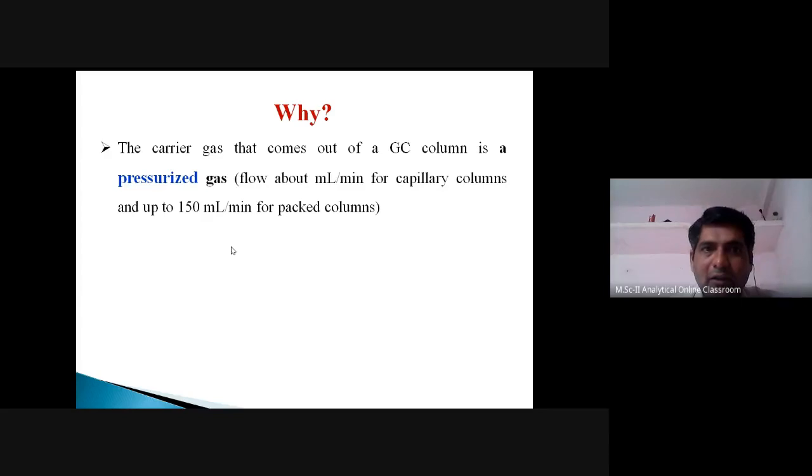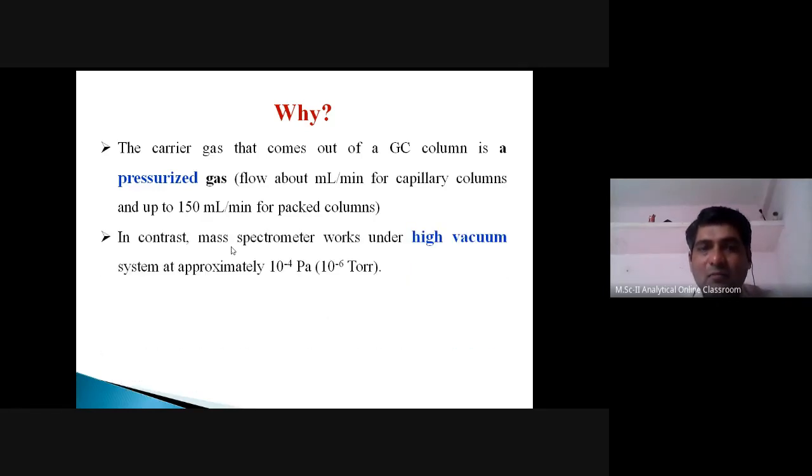So automatically the carrier gas will have high pressures. For example, this flow is about ml per minute if a capillary column is used, or 150 ml per minute if it is a packed column. Okay, so in GC we use high pressure. But in contrast, the mass spectrometer works under high vacuum, that is low pressure.